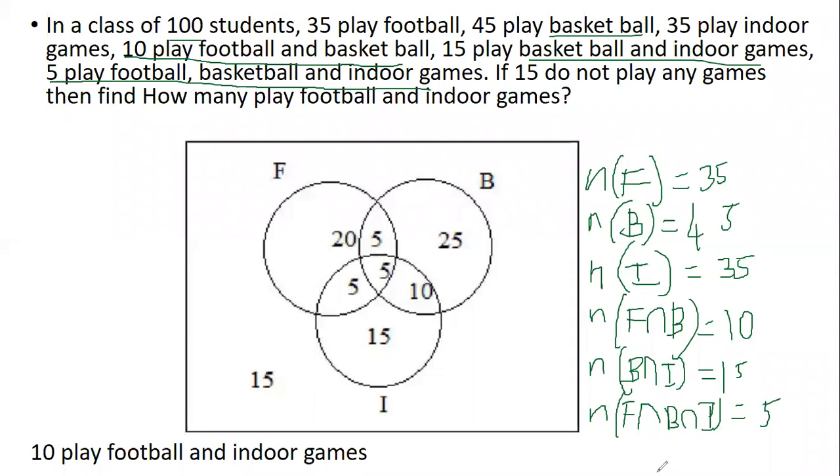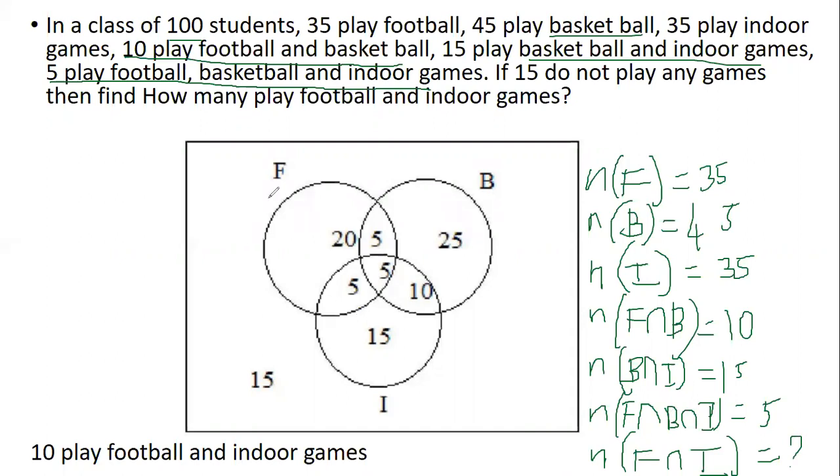Now, what else is given to us? If 15 do not play any game, then how many play football and indoor game? So we are supposed to find out N of F intersection I.